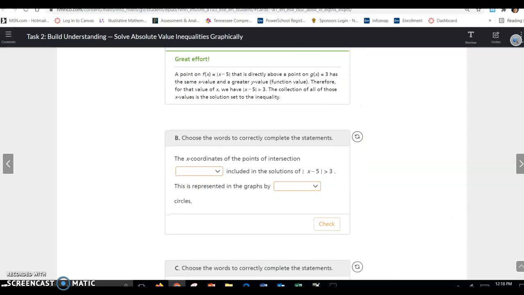All right. Choose the words to correctly complete the statements. The x-coordinates of the points of intersection are not included in the solutions. This is represented in the graph by open circles. And the reason these x-coordinates are not included, remember, if this is greater than or less than, these are open circles and the endpoints are not included. If this is greater than or equal to, if it had the dash underneath it, that means greater than or equal to, then it would be included and a closed circle.